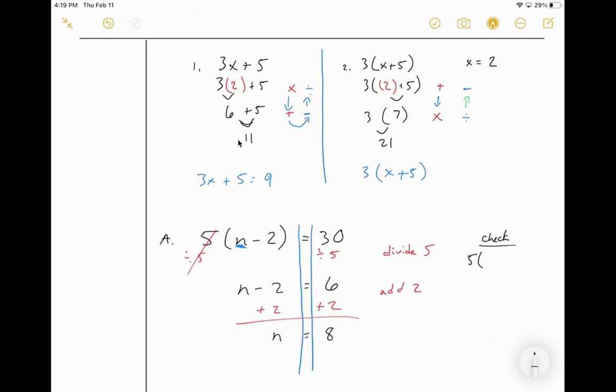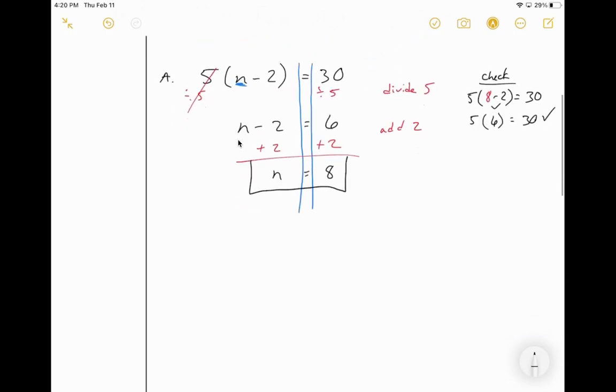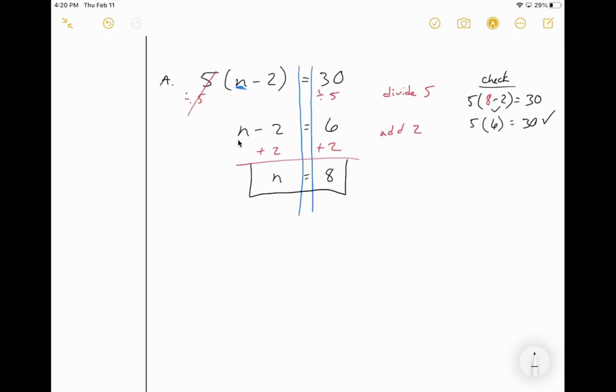So 5 times, again, I think my answer is 8, minus 2 should equal 30. Well, 8 minus 2 is equal to 6. 5 times 6 is equal to 30. That checks out, so I know that this is my final answer. Okay, you guys see that? So again, what did I do? Instead of adding or subtracting first, I'm going to multiply or divide first. Let's try another one here.